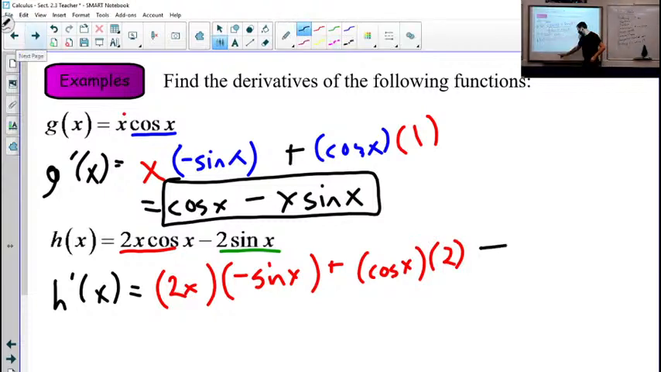Minus, and then we have 2 sine of x. This is not a product rule. We don't need the product rule for this one, because if we just have a constant out in front, then we can keep the constant out in front and then take the derivative. So 2 times derivative of sine of x is cosine of x. Remember, derivative of sine is cosine, derivative of cosine is negative sine.